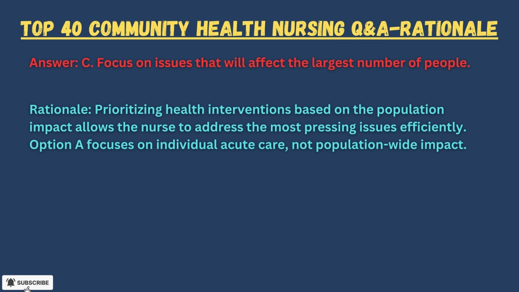Rationale. Prioritizing health interventions based on the population impact allows the nurse to address the most pressing issues efficiently. Option A focuses on individual acute care, not population-wide impact.